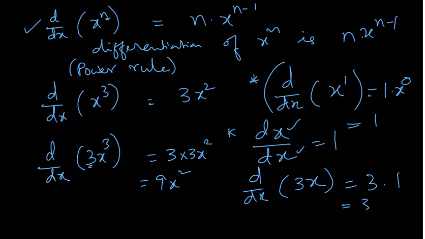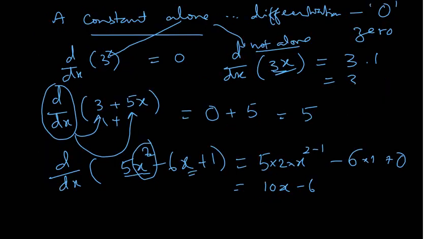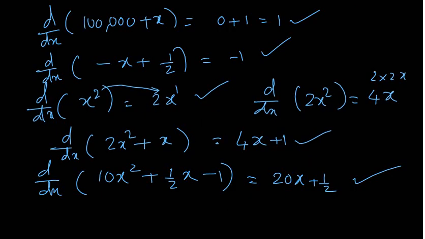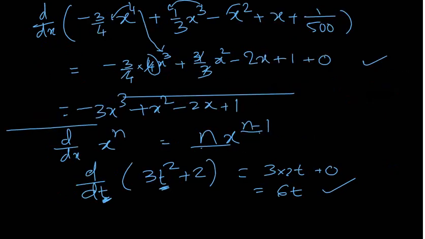X cube differentiation is 3x squared. Then for x to the power of 1 we got just a constant. 3x cube is just 9x square. So like that we did the examples there. If you have a constant alone, that means no x, nothing, then its differentiation is 0. But with the 3x it is not 0. And then we did the trinomials differentiation. We did a lot of examples on that, so we became confident.